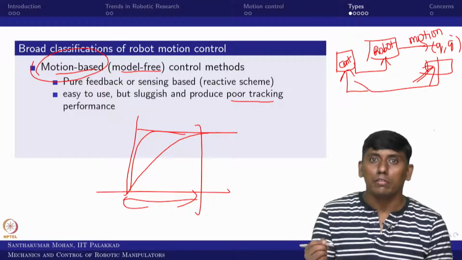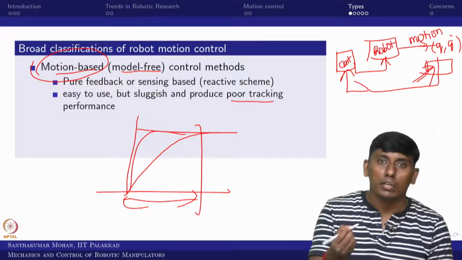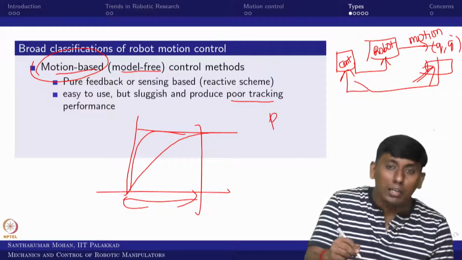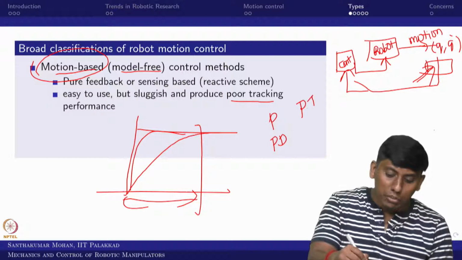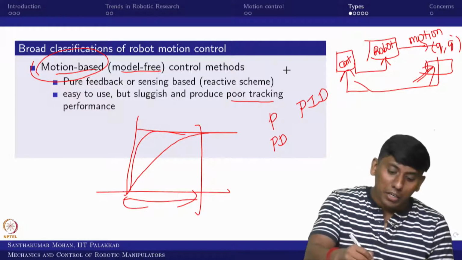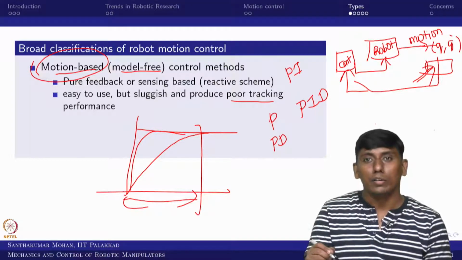The motion based control is usually called model free. One of the best examples of motion based control is proportional control, proportional derivative control, or proportional integral derivative control. Even at the kinematic level, we can go to proportional integral controls and so on.